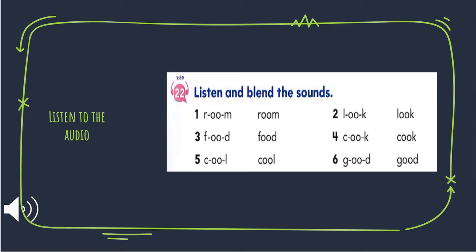1. Ooh, room. 2. Look. 3. Food, food. 4. Cook. 5. Cool. 6. Good.